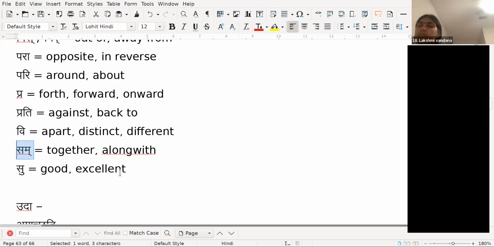Sam plus kritam. What is kritam? Doing. Culture. Kritam is done. Behavior, how you behave. So it is actually not kritam, just a minute. Sam plus sukritam is doing good. Sam sakritam is samskritam, is it? Correct. Su is, I think, very common.